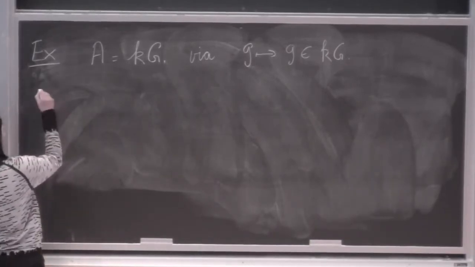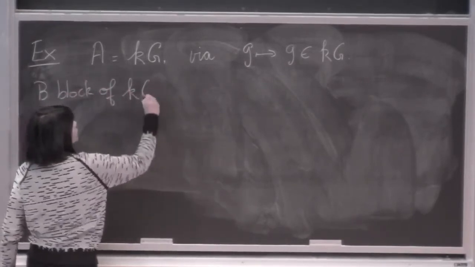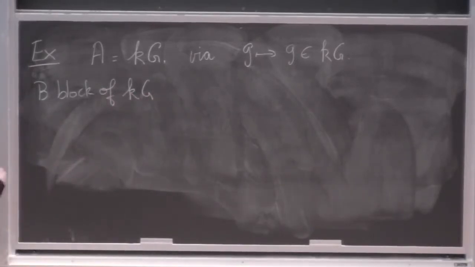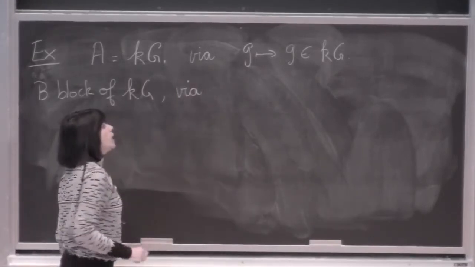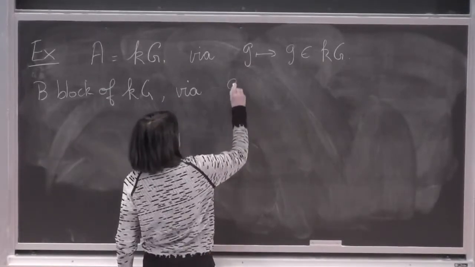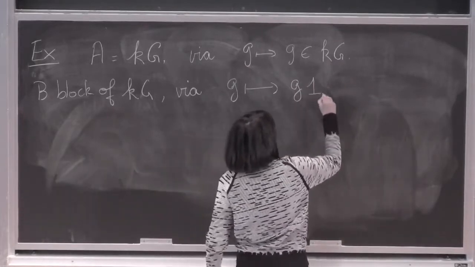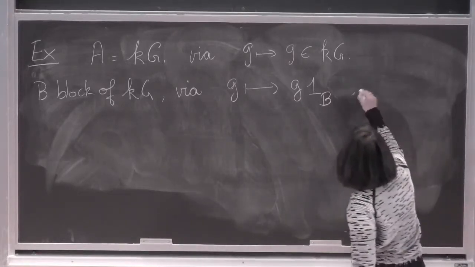Okay, and the other thing to note is that if B is a block of kG, then this interior G-algebra structure descends to every block. So then this is also an interior G-algebra just via now g. Well, if it goes to g inside kG, then that's not good enough. You want it to fall inside the block, so you just multiply with the identity of the block. This is a central idempotent, so it's easy to check this makes sense.